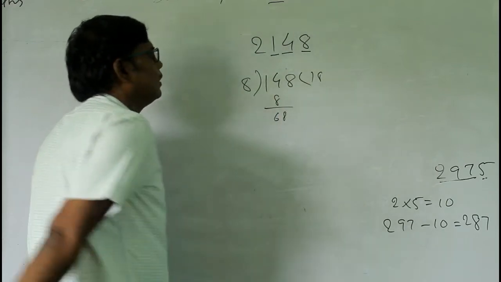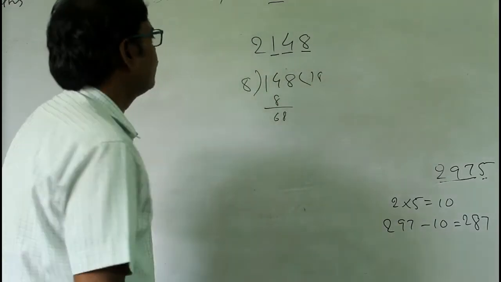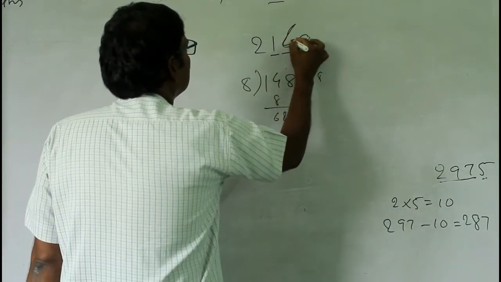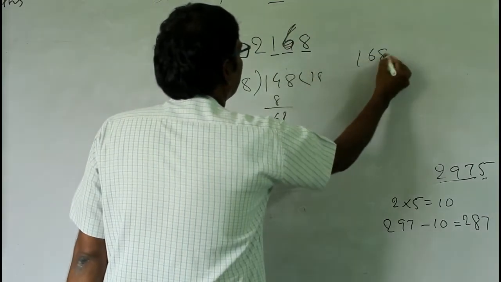So this is not divisible by 8. Therefore this number is not divisible by 8 also. Now we can make it divisible. Suppose here you write 6. If you write 6 here, then it is 168. Now 168 is divisible by 8.